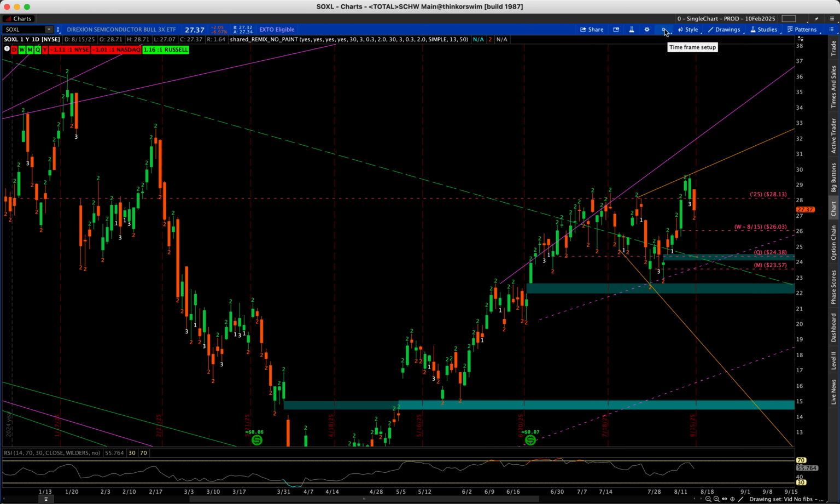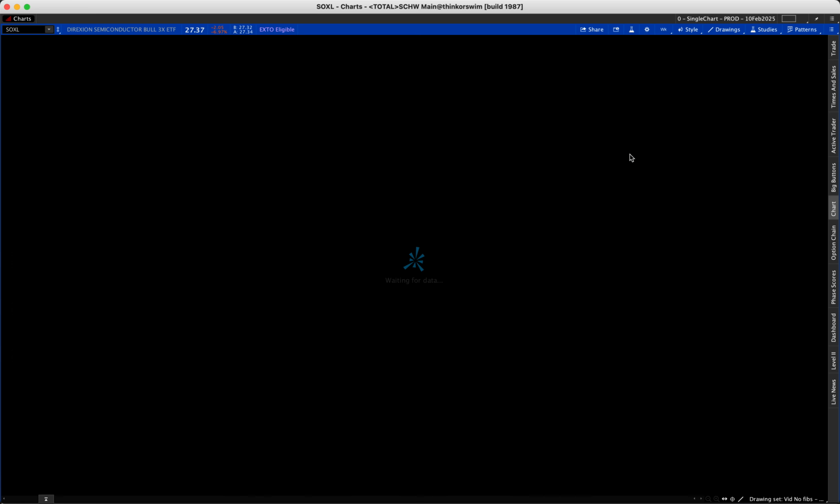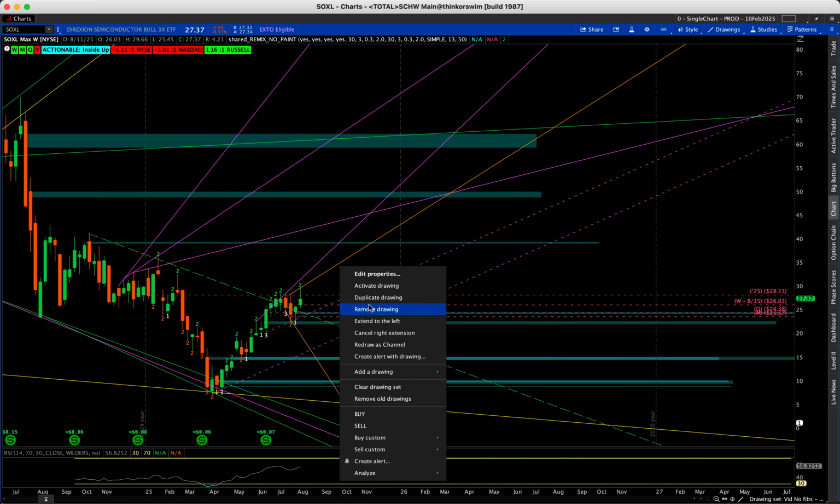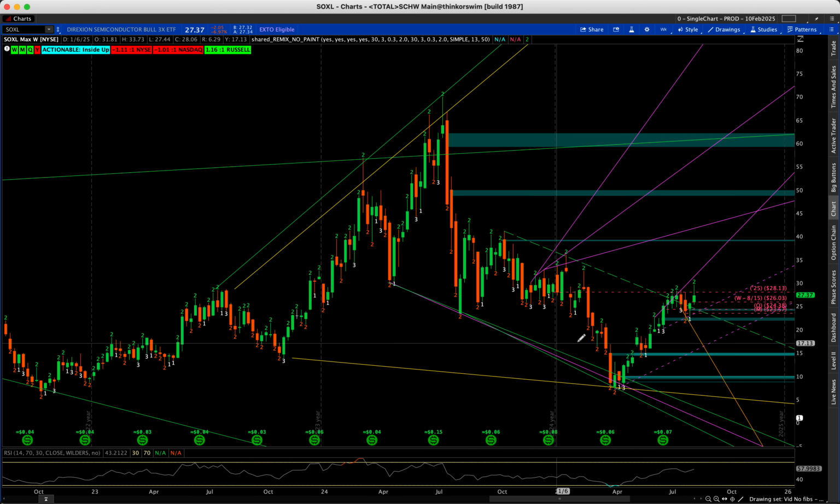Let's go ahead and look at things from the week perspective. Let's go ahead and get these daily broadening formations off of here.